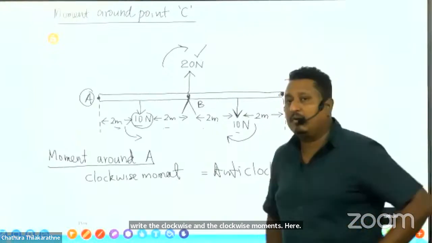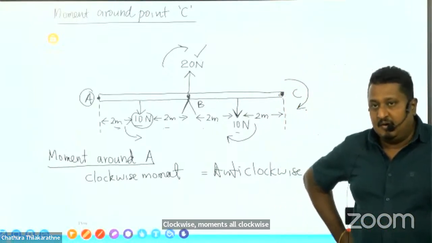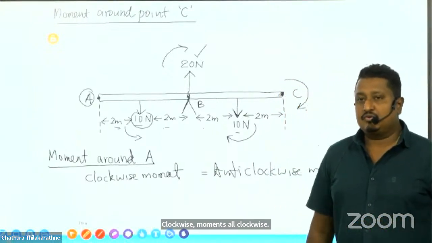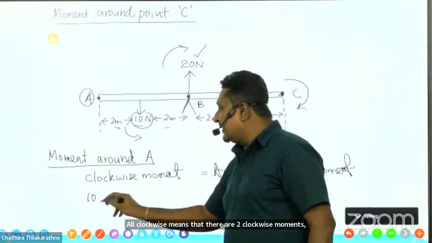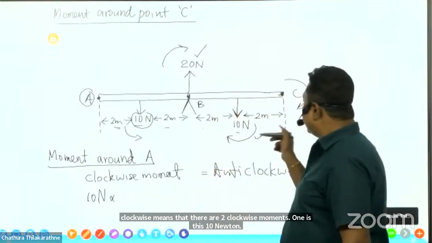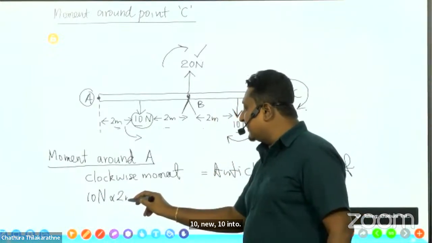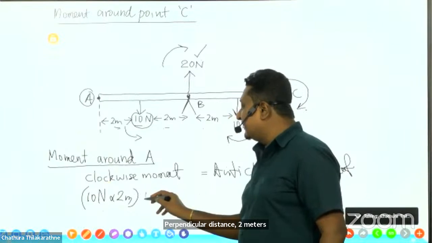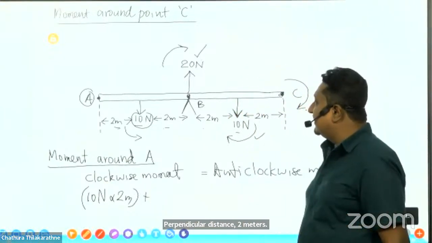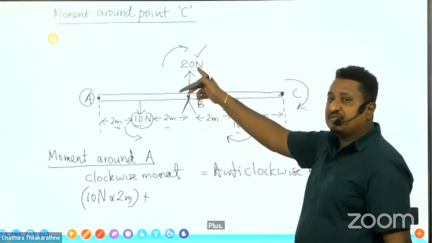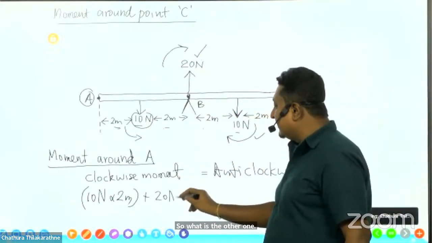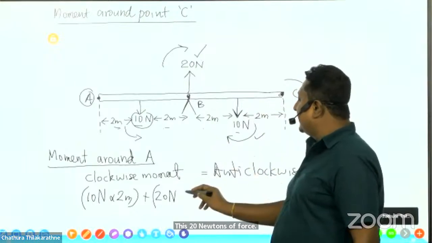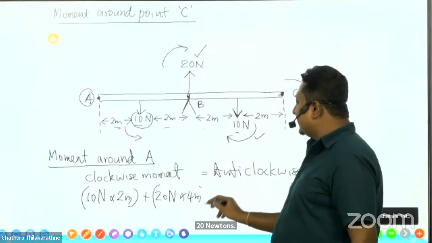Clockwise moments. All clockwise moments. All clockwise means that there are 2 clockwise moments. One is this 10 newton, 10 newton into perpendicular distance 2 meters, plus. So what is the other one? This 20 newtons of force. 20 newtons. It is 4 meters away from the axis.